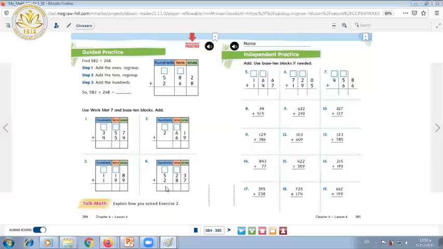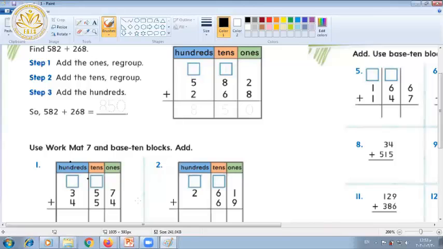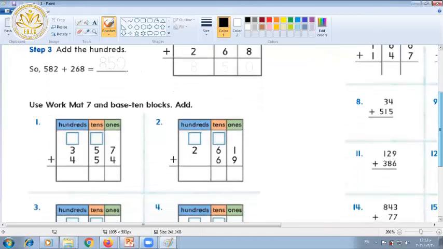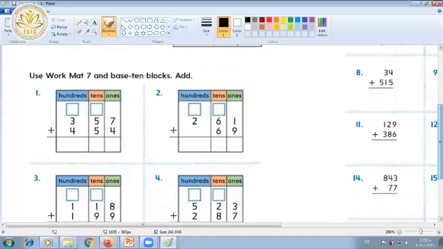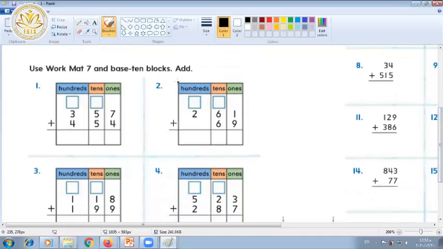Here, number 1. Use work mat 7 and paste 10 blocks, add. Let's add. We start with number 1. Of course, in number 1, we will add the ones here. 7 plus 4 equals, good job, 7 plus 4 equals 11.